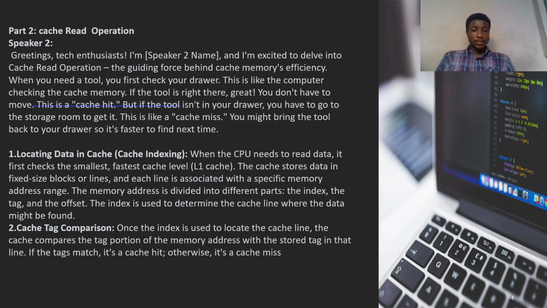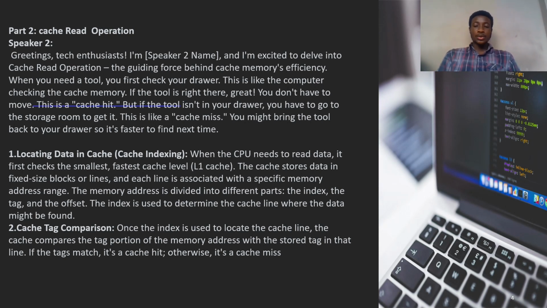Okay, so now let's move to the second function of the cache read operation. That is cache tag comparison. Now let's read a bit. Once the index is used to locate the cache line, the cache compares the tag portion of the memory address with the stored tag in that line. If the tag matches, it's a cache hit. Otherwise, it's a cache miss. Now let's take this example.